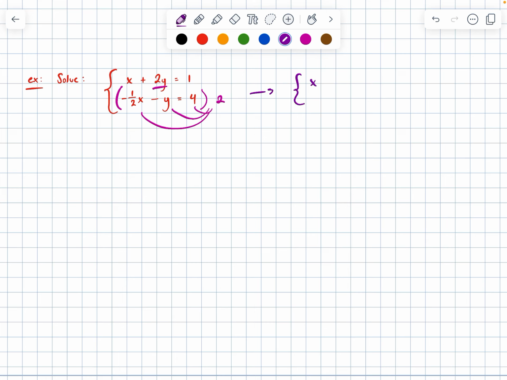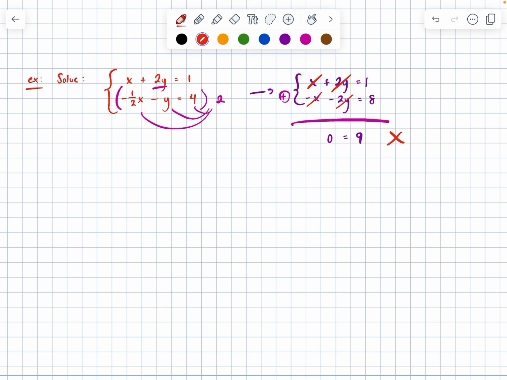When I do that, I get on top x plus 2y equals 1. And on the bottom, 2 times negative 1/2 is negative 1. So I've got negative x. Negative y times 2 would be negative 2y. And then finally, 2 times 4 is 8. Using combination, let's add our two equations together. Notice x plus negative x, that's 0. 2y plus negative 2y, that's 0. So this whole side is equal to 0. And 1 plus 8 on the right is equal to 9. 0 is not equal to 9.